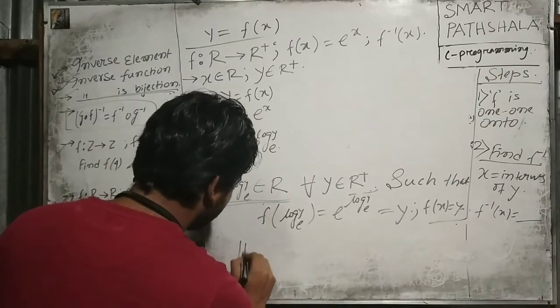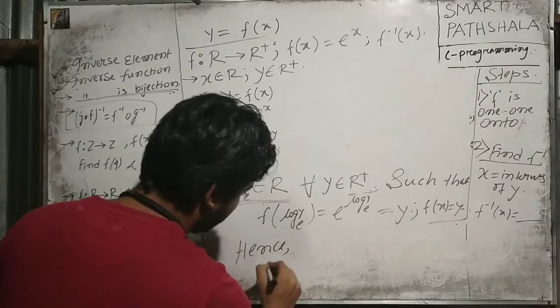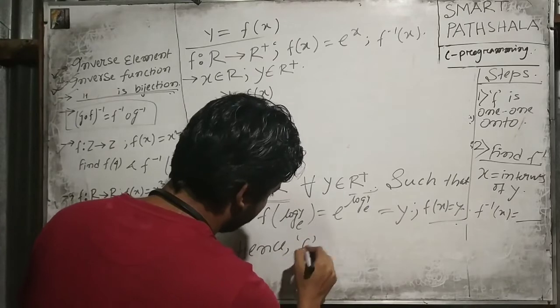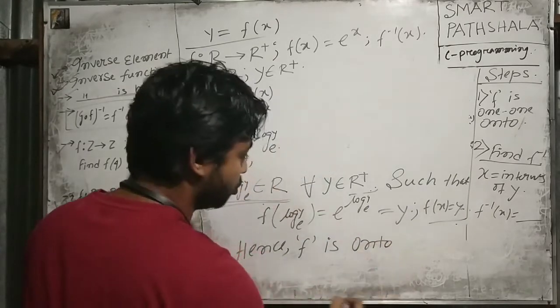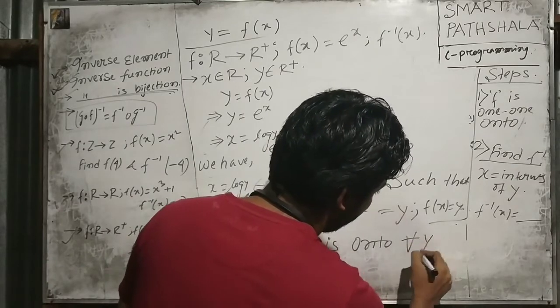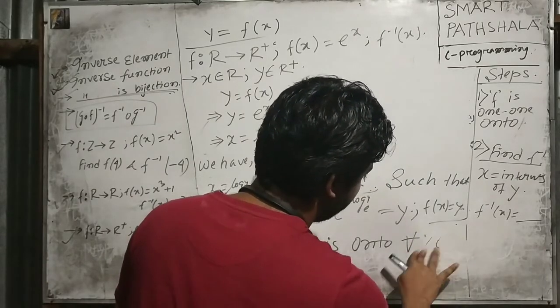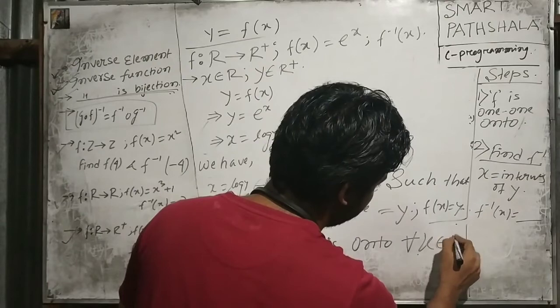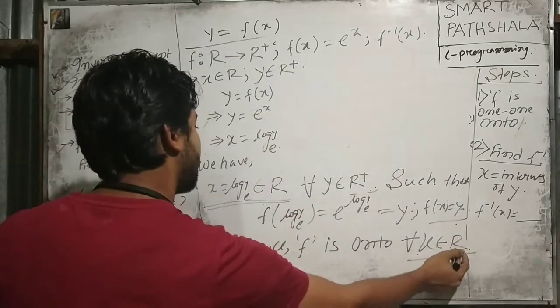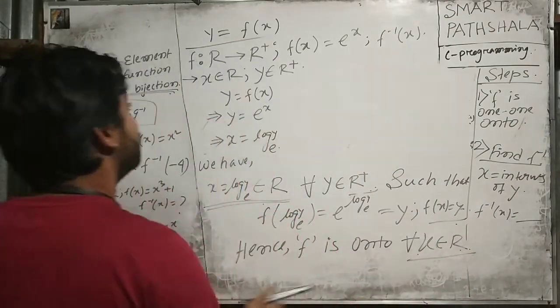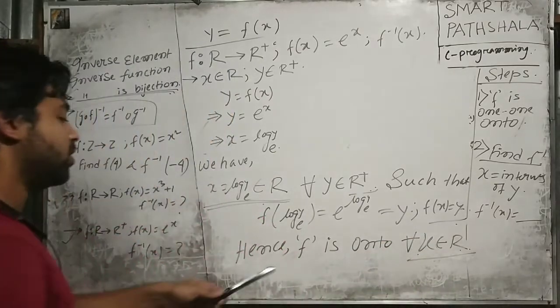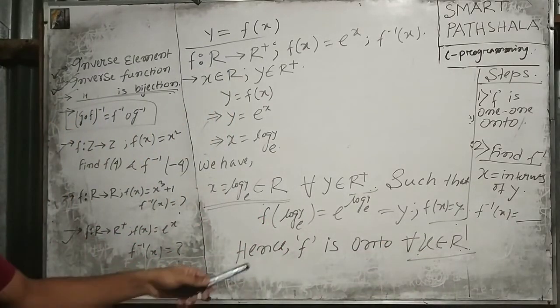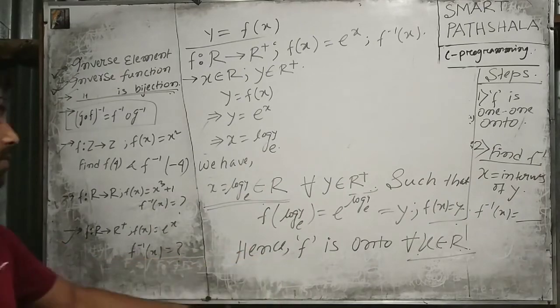Hence, we prove this function f is onto for all x belongs to R. Remember, this R is the domain. Don't write R plus, because we are mentioning x and this function, so obviously we will mention the domain set.